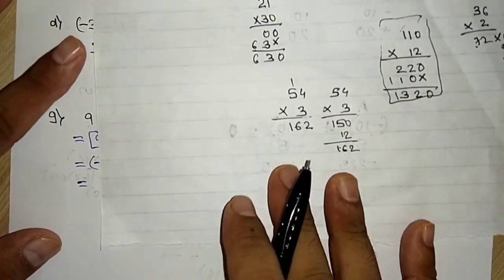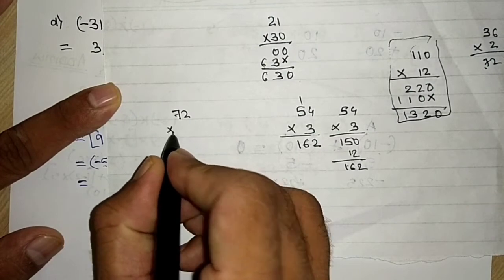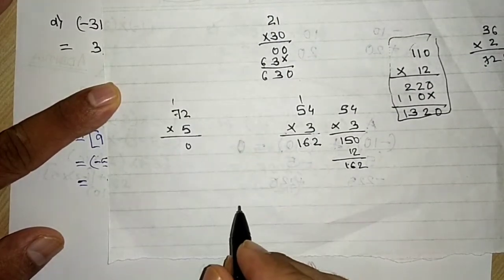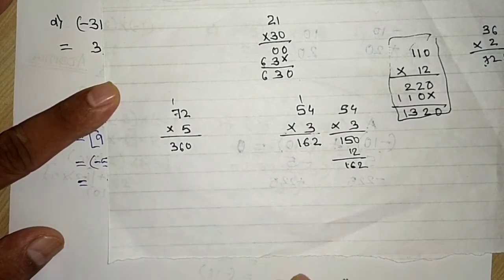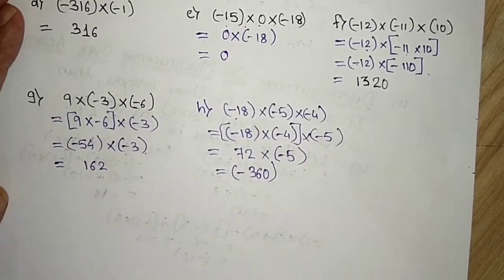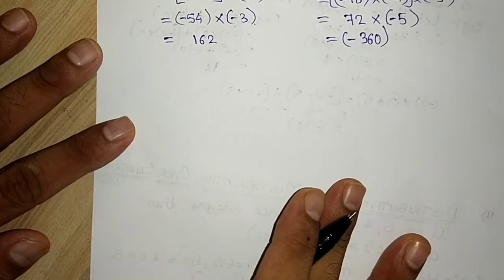If you didn't understand, students, let me show you with calculation. 72 into 5: 5 2s are 10, 0, 1 carry, 7 5s are 35 and 1, 36. So we are right in that particular question. Let us move to next question, that is part number I. Let me write down below.